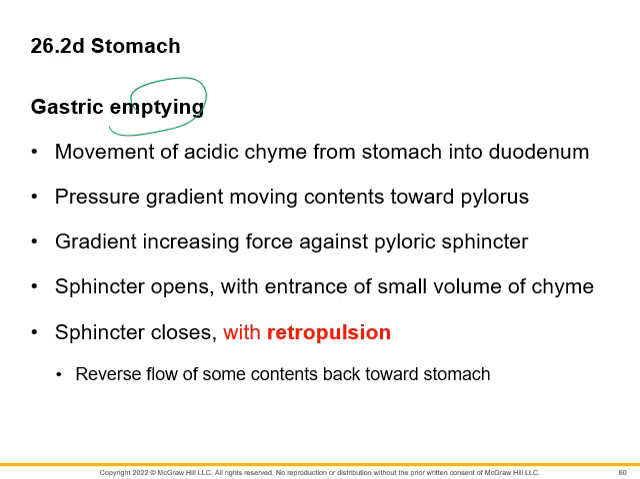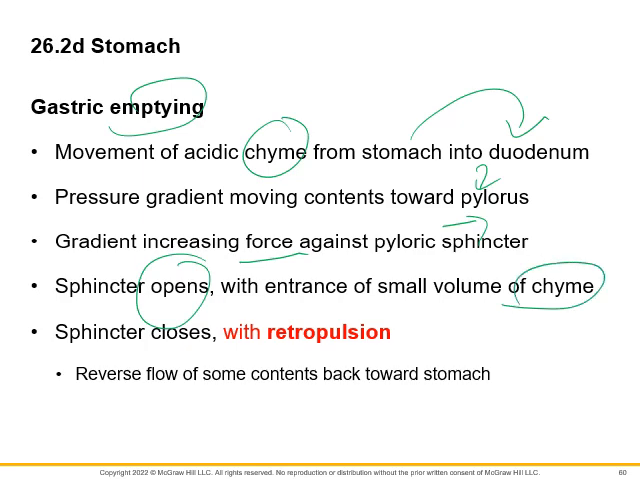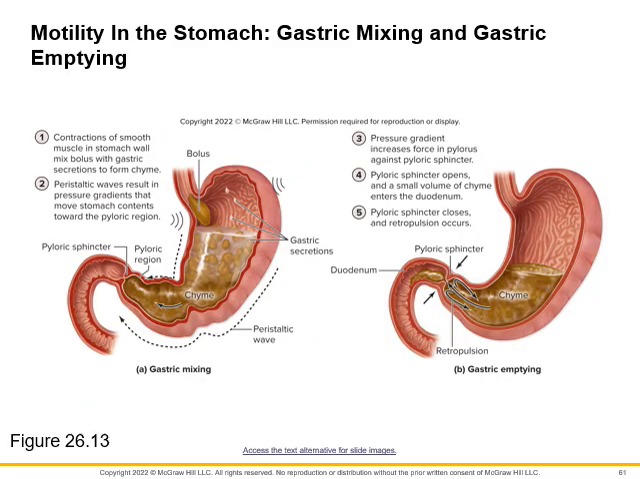Gastric emptying. We're going to move the chyme from the stomach into the duodenum. As it moves into the pylorus, the most distal part of the stomach, the force pressing on the pyloric sphincter causes it to open, and some of the chyme is going to slosh out, and then the sphincter is going to close. And so we're going to have this sloshing back and forth, or this reverse flow of some of the contents back towards the stomach. So, retropulsion.